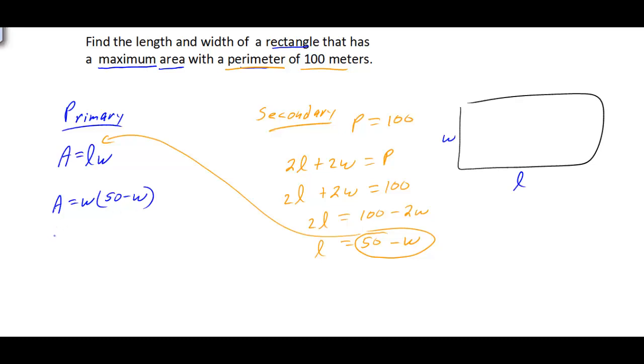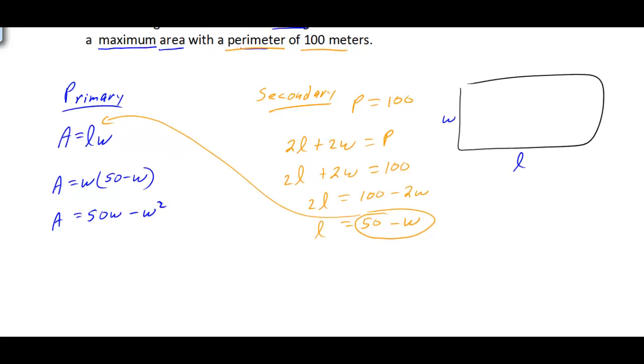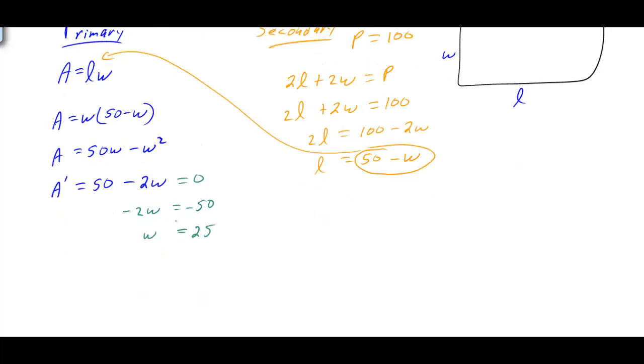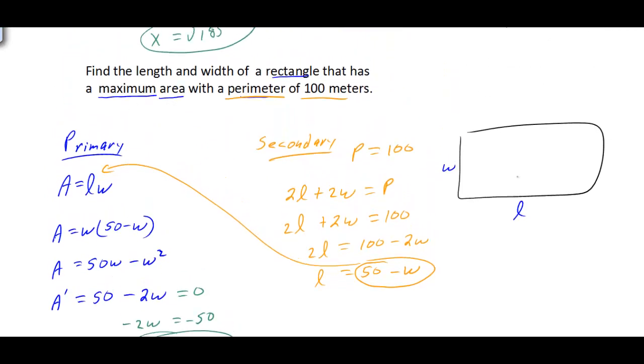Once we have the equation, we can distribute the W, and that'll make it easier to find the derivative, which we need so we can calculate our critical numbers. If we take the derivative here, the first derivative would be 50 minus 2w. Set this equal to 0 and solve for w, so we have negative 2w equals negative 50. So w is equal to positive 25. We're pretty sure that this is going to be the value for the width that will maximize the area of this rectangle.